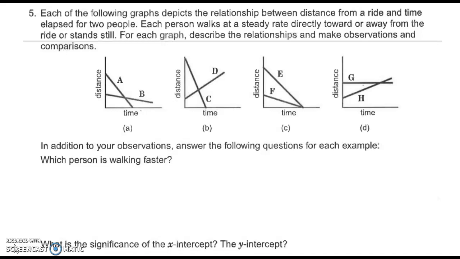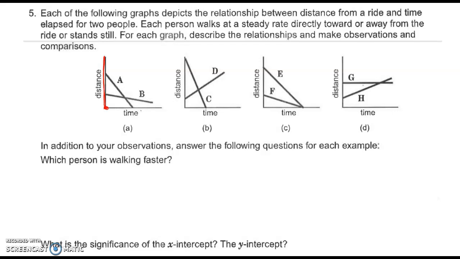Now the problem tells us that these graphs show the relationship between distance from a ride and time elapsed for two people. Each person walks at a steady rate directly towards or away from the ride or stands still. So the y-axis represents the distance from the ride. When they're down here at 0, 0, they are right now at the ride. They're 0 feet or 0 meters or 0 miles, whatever the distance is measured in, from the ride.